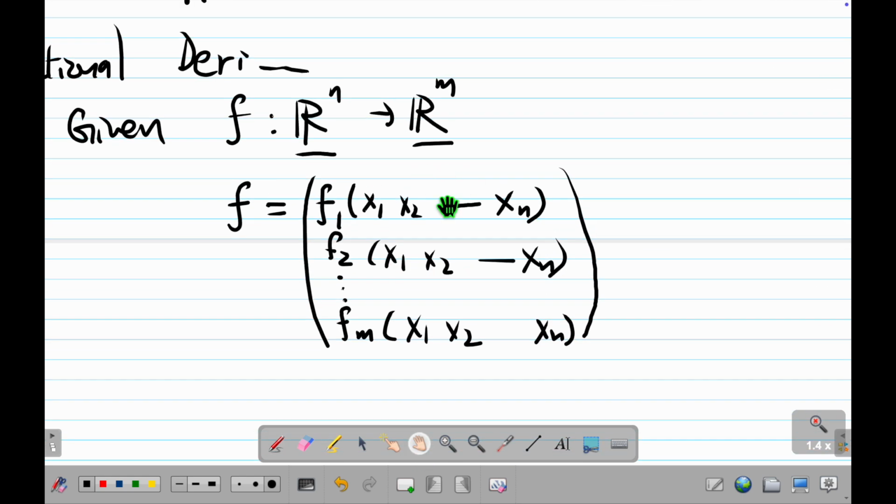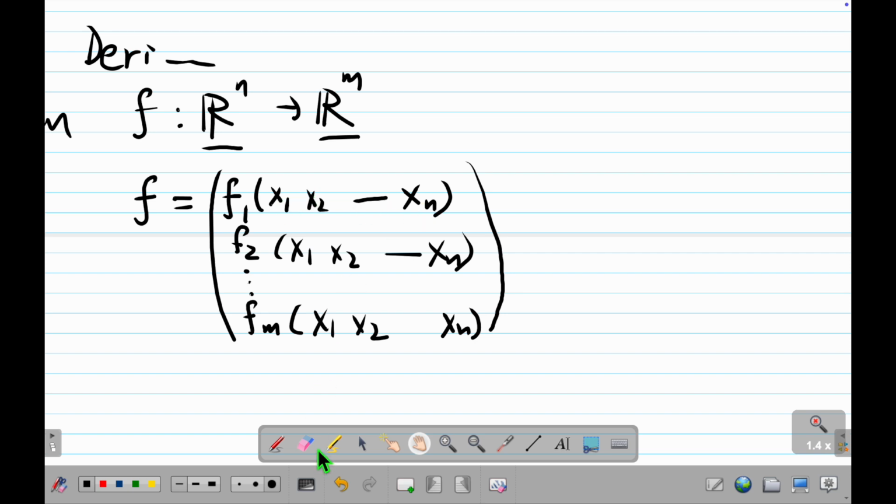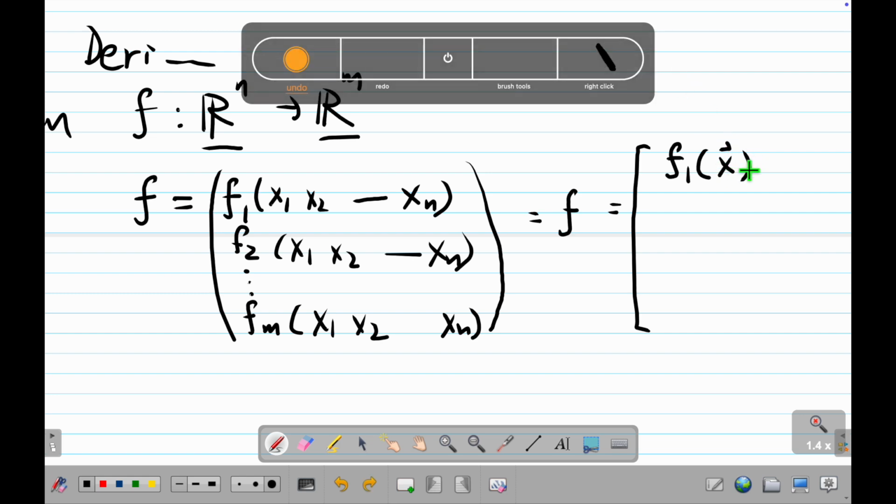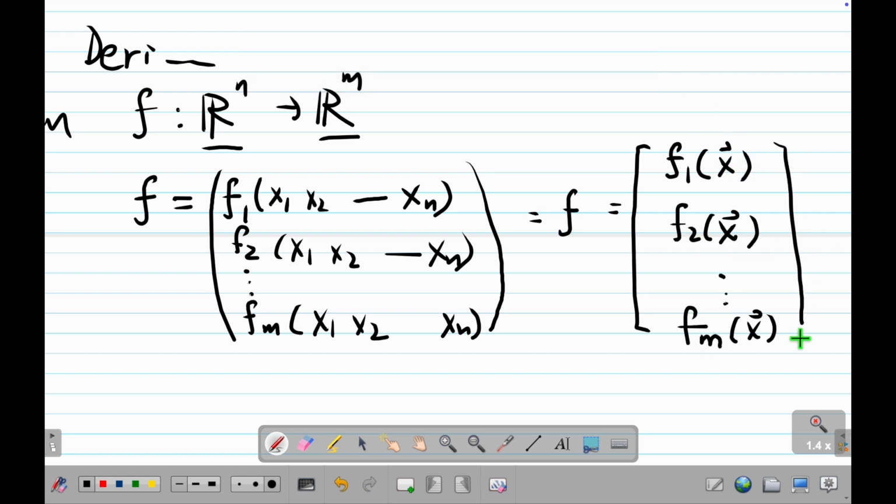Now you see this is linear algebra. We don't want to write this long. So this is the full f, and it is the same as, I just write f1 and then x vector. In print, we just write the bold x instead of this, but now I'm writing by hand, so it's impossible for me to do this. So I just draw an arrow. It means vector. So this is a Rn to Rm function.